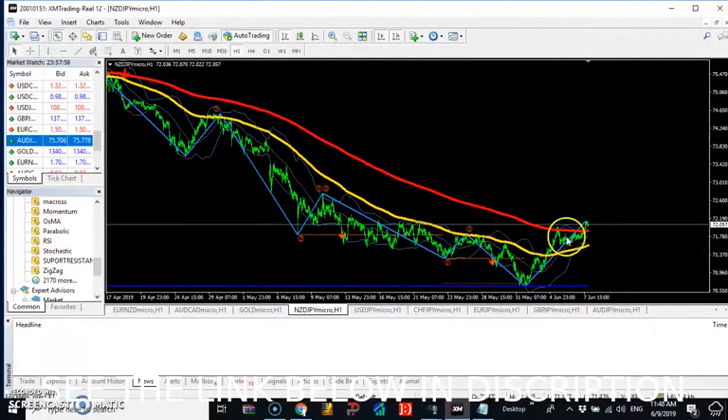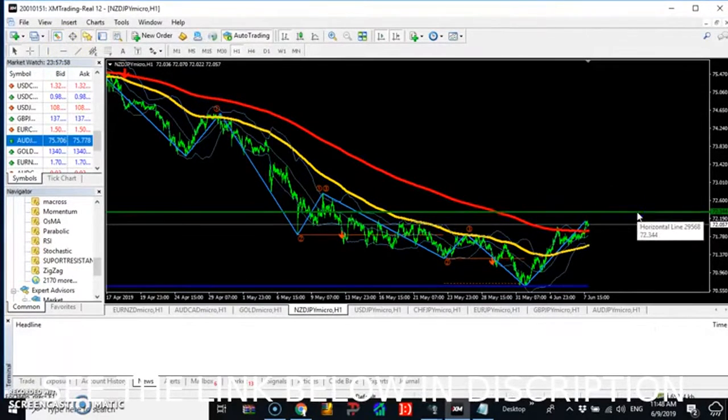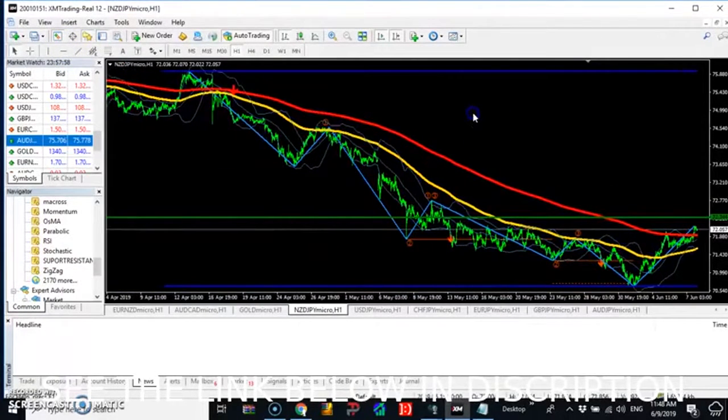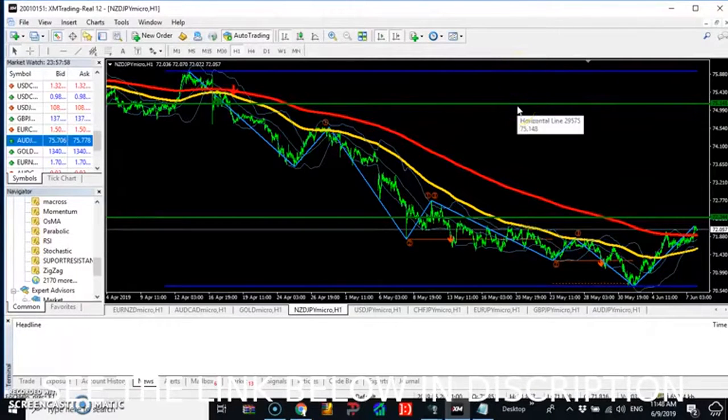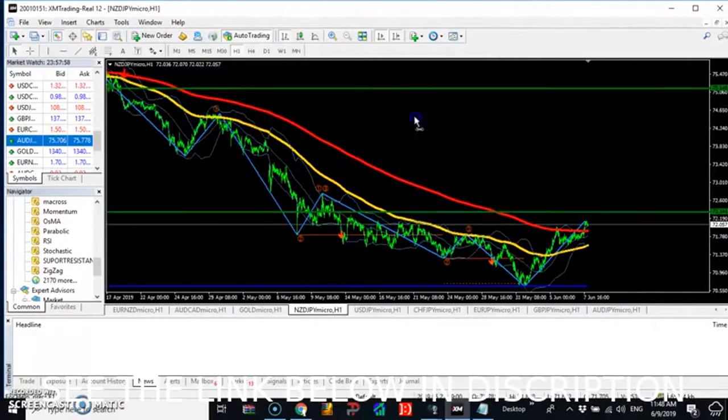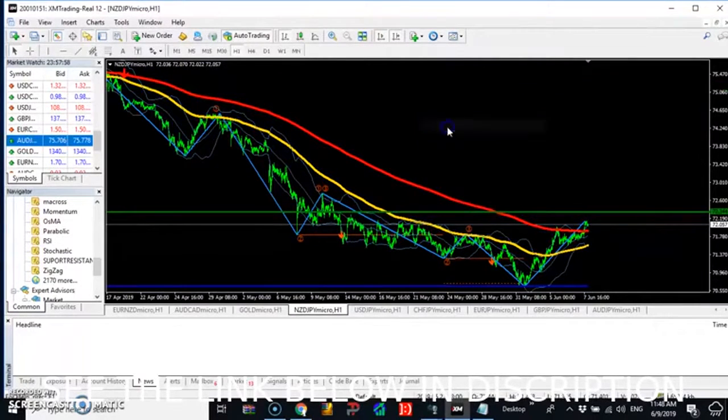Now we will be waiting for the next arrow to come up around here, where we will pend our order, maybe above it, and then our target is going to be somewhere around here, where we will find the next resistance. Okay, so that is how to think about the forex market.